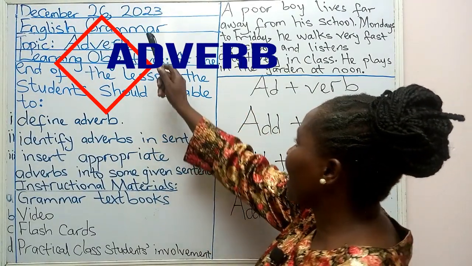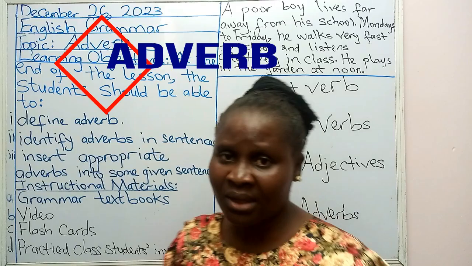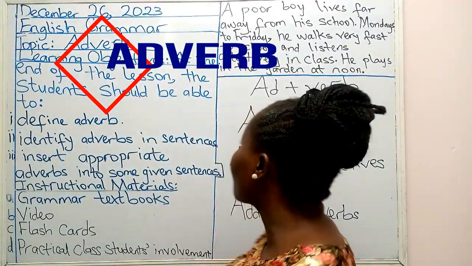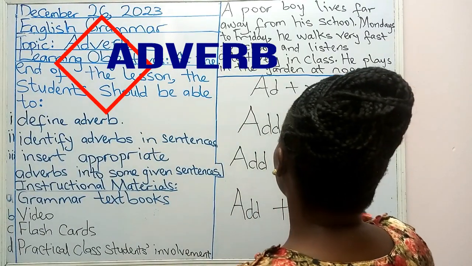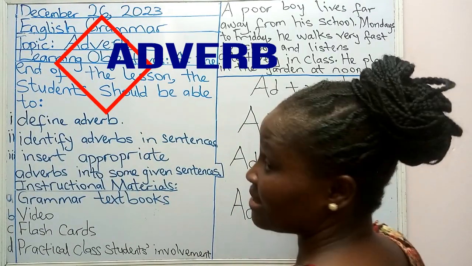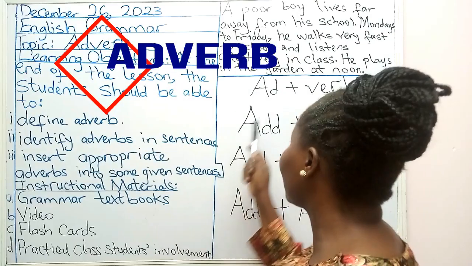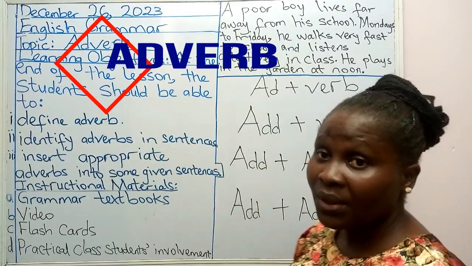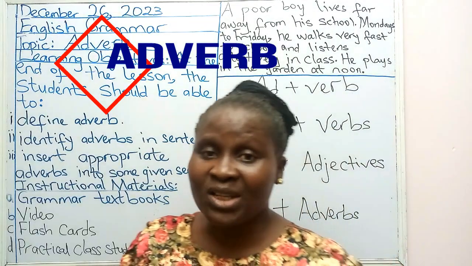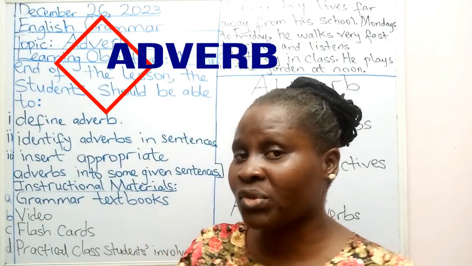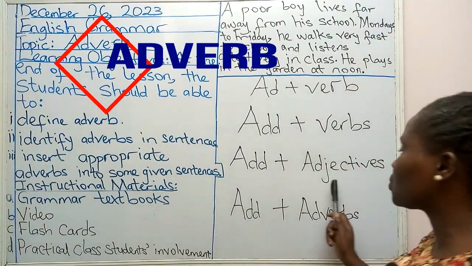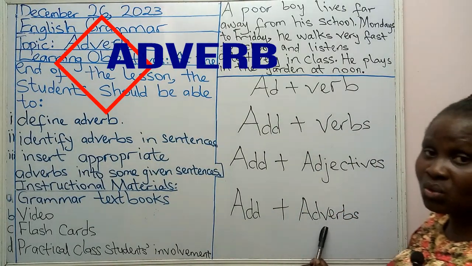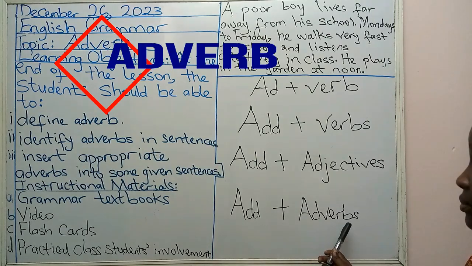From the topic, adverb, how many syllables do we have? Two, correct. We have add and verb. This is the first syllable and this is the second syllable. Writing your add properly, you have ADD, add plus verbs. Adverbs add to verbs. They do not just add to verbs, they also add to adjectives. They add to adjectives, they add to adverbs as well.